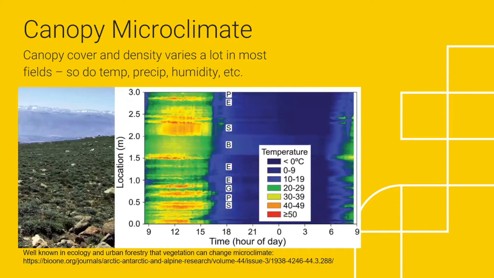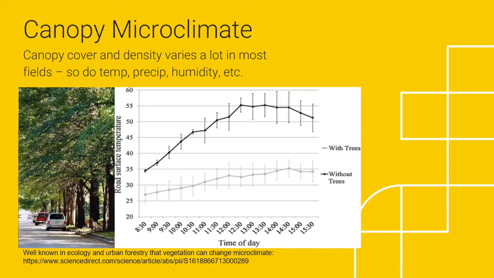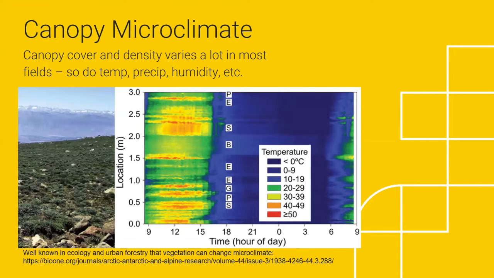Now, if we shift gears a little bit from the urban environment to the mountainous environment here, we have another extreme example showing how vegetation can change the microclimate. And so in this case, on the y-axis, we simply have a transect from 0 meters up to 3 meters. And on the x-axis on the bottom, we have the time of day.